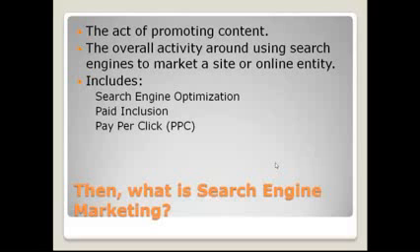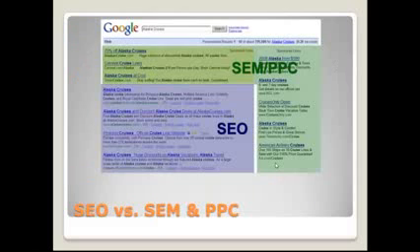And it can include optimization, which is primarily on-page and some of the other factors that go into it. Paid inclusion, so directories, or if you buy at a conference, or a number of other offline activities. And pay-per-click. Some of you might be more familiar with Google AdWords as an advertising model. So SEO versus SEM and pay-per-click.